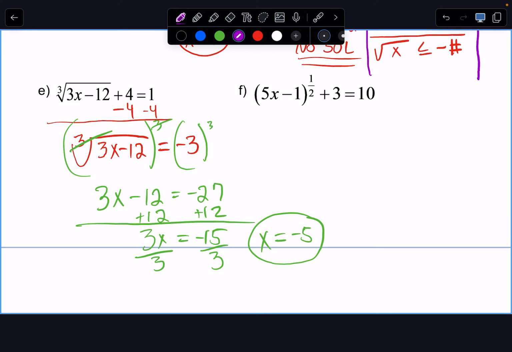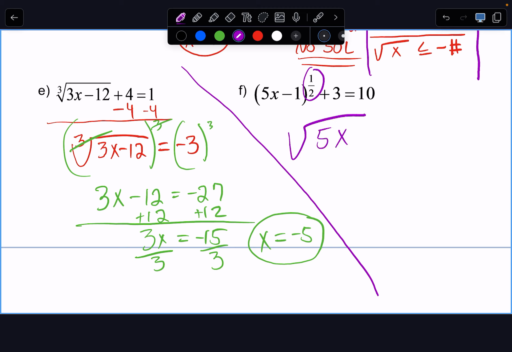Does that make sense? Sure. And then last but not least, guys, I just want you to set this up. What do you think I would do with this 1/2? You multiply it to the other side. No. What is that half? How do I put it in radical form? Let's go. So wouldn't that just be 5x, guys, minus 1?